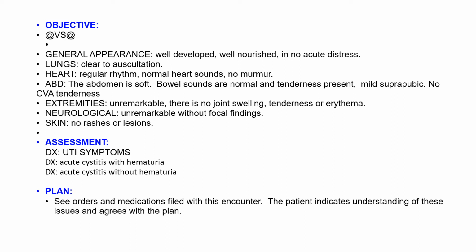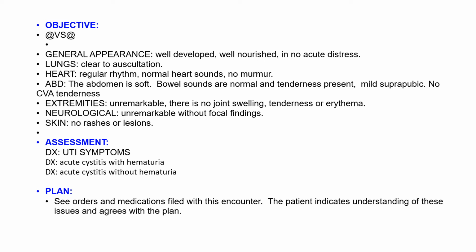If they have any tenderness, generally it's suprapubic. Sometimes, though, they have flank pain, so you want to do a check for that. That's where the no CVA tenderness comes into play. So you want to make sure you thump on their flank areas over their kidneys to see if they have any discomfort there. And then your assessment diagnoses, where you can link your urinalysis to.